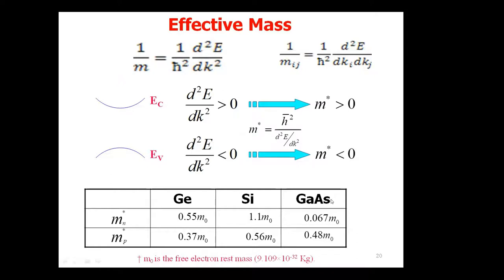So the HEMT, high electron mobility transistor, and MODFET, modulation doped field effect transistor, they use GaAs and AlGaAs, and they take the benefit of the lighter mass of GaAs, and they are used particularly for satellite and mobile communications due to this high frequency property.